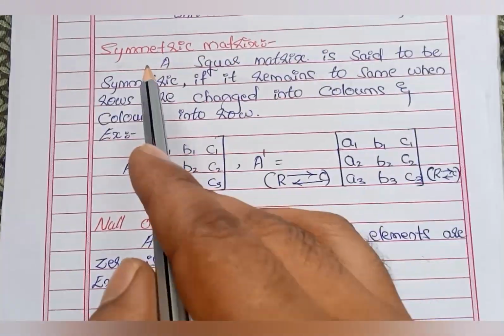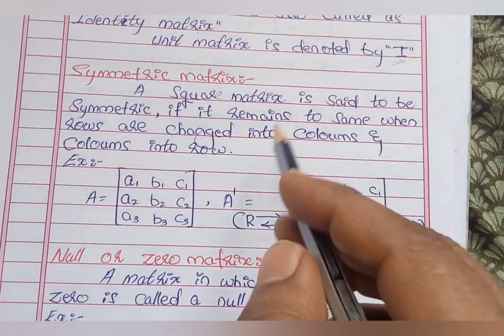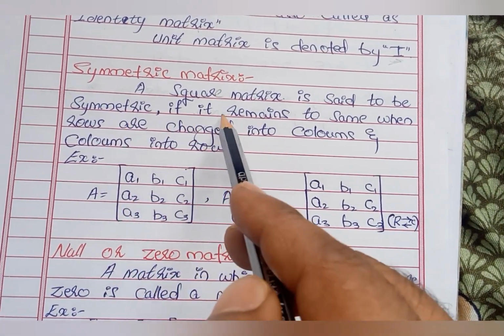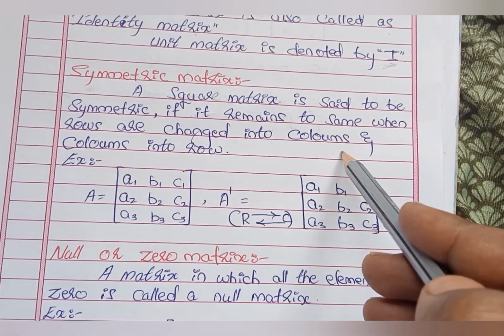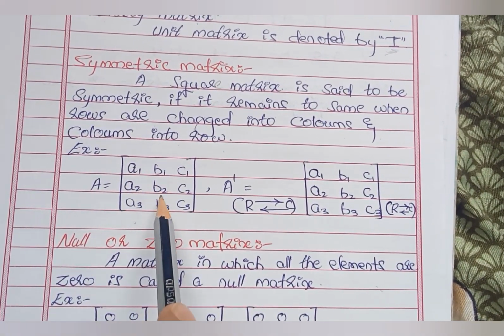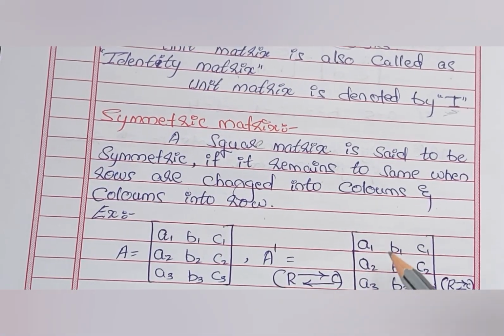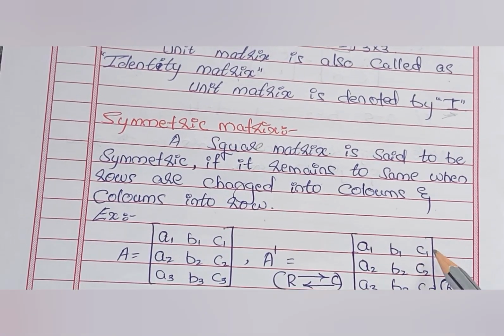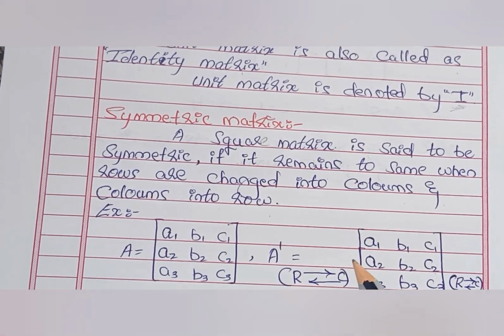Next is the symmetric matrix. A square matrix is said to be symmetric if it remains the same when rows are changed into columns and columns into rows. So see the example: a1 a2 a3, b1 b2 b3, c1 c2 c3. So it will become a1 a2 a3, b1 b2 b3, c1 c2 c3. So it is an example of a symmetric matrix.